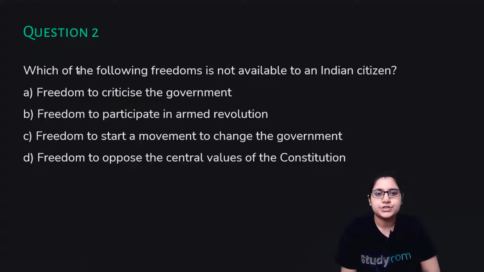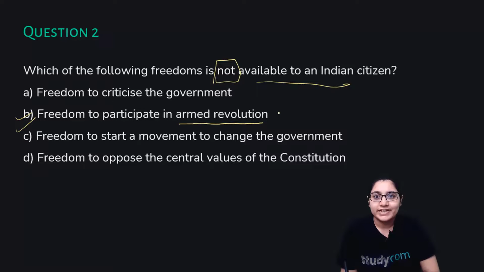Now moving to the next question. Which of the following freedom is not available to an Indian citizen? Freedom to criticize the government, freedom to participate in armed revolution, freedom to start a movement to change the government, freedom to oppose the central values of the constitution. So this is the correct answer, because the question asks which is not available. Participating in armed revolution is not available, and you cannot incite violence in the society. Alright, so this is the correct answer.